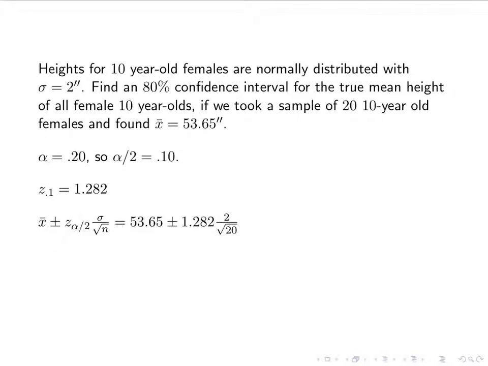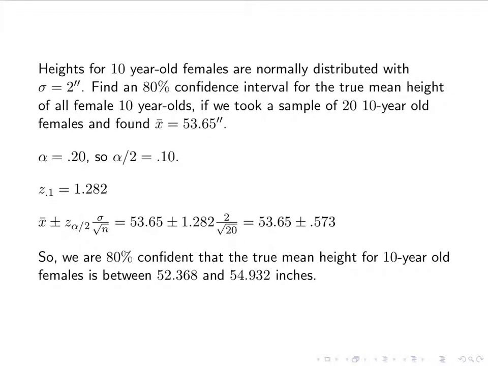So we're going to plug it into our equation. x bar is 53.65 plus or minus z sub alpha over 2, which is 1.282, times sigma, which is 2, over the square root of n, which is 20. Again, we will combine these together. We have 53.65 plus or minus 0.573. So if I do out that addition and subtraction, I can say that we are 80% confident that the true mean height for 10-year-old females is somewhere between 52.368 and 54.932 inches. So again, we have a range of values versus the point estimate of our x bar.